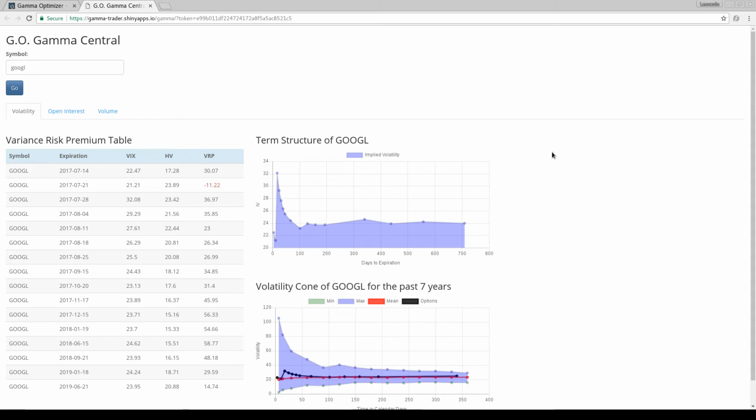So what is a term structure chart? A term structure chart is a chart of implied volatilities of options on the y-axis versus the time to expiration on the x-axis in days. So this is the volatility of options that expire in 4 days from now, 11 days from now, 18, and so forth and so on. Now you have these options that expire 700 days away.